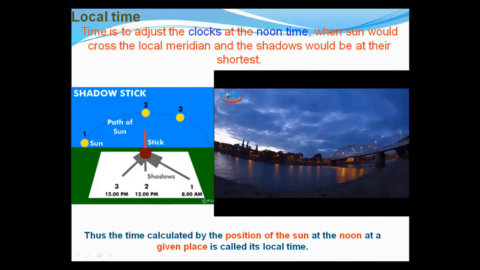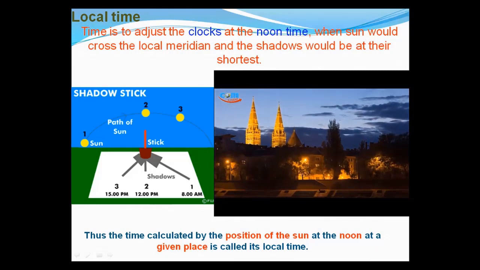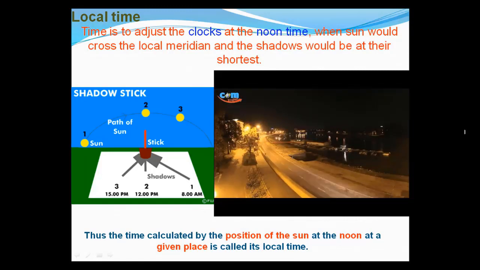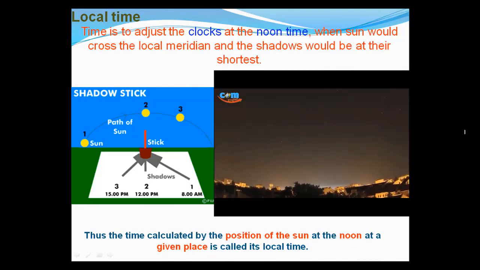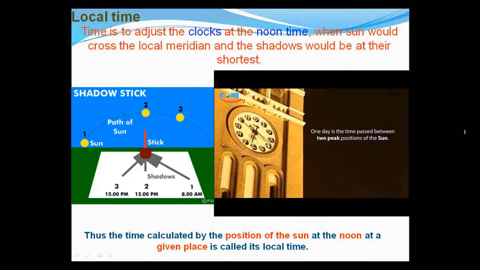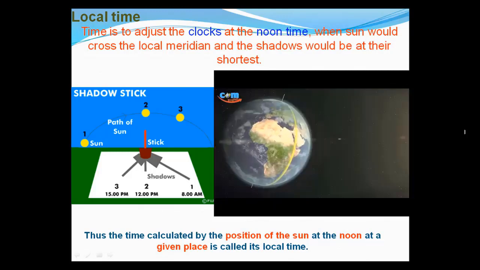Time is eternal. One place is dusk, evening. Some other place is in the midnight. Time goes on. Stars also change their position that one can see in the midnight sky. One day is the time passed between two peak positions of the sun. Local time.